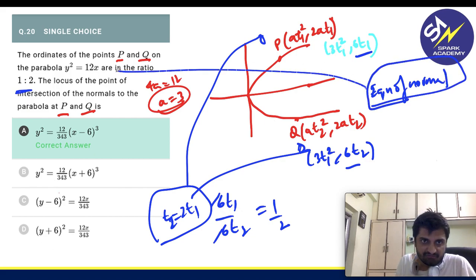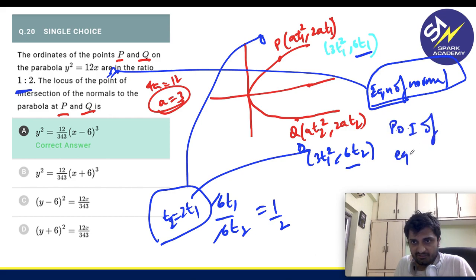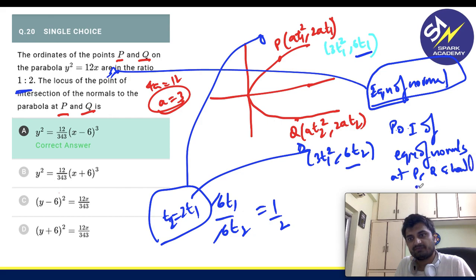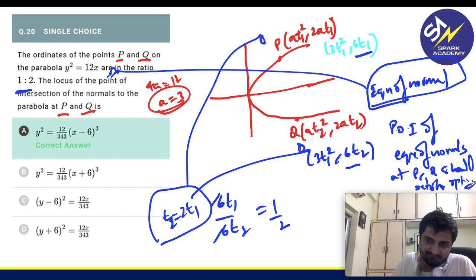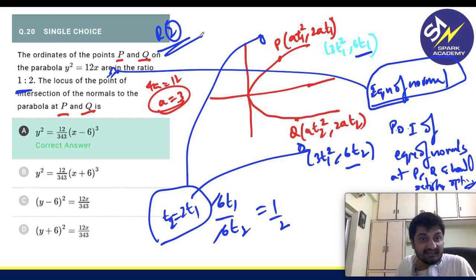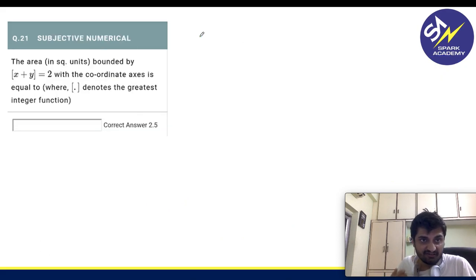Using differentiation, you can find the equation of the normal. We have done that many times. Then you pass it through the points, and then you find the point of intersection, right? So the POI of the equations of normals at P and Q should satisfy the options. So easy. Round 2, actually I would write it because it is a little lengthy to solve and you might find it a little difficult.